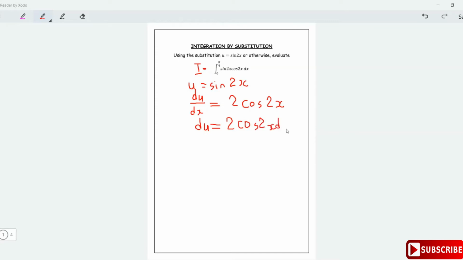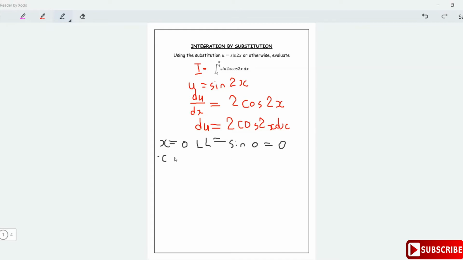Now look at this. Because u is sine 2x, you're going to have to change the upper and the lower limits of this integral. You have to. So the lower limit is going to be equal to, since this is u, you have to plug in when x is 0. So plugging in when x is 0, what you'll get is sine of 0. Sine of 0 is 0, so the lower limit remains 0.